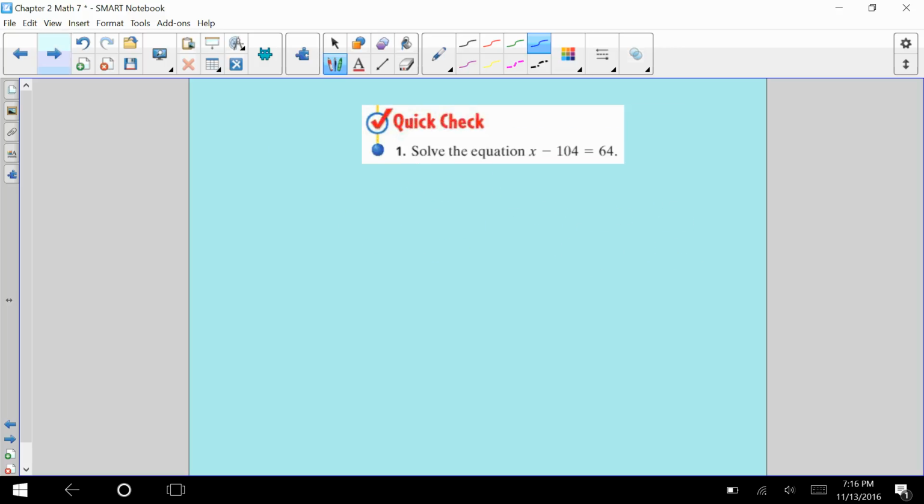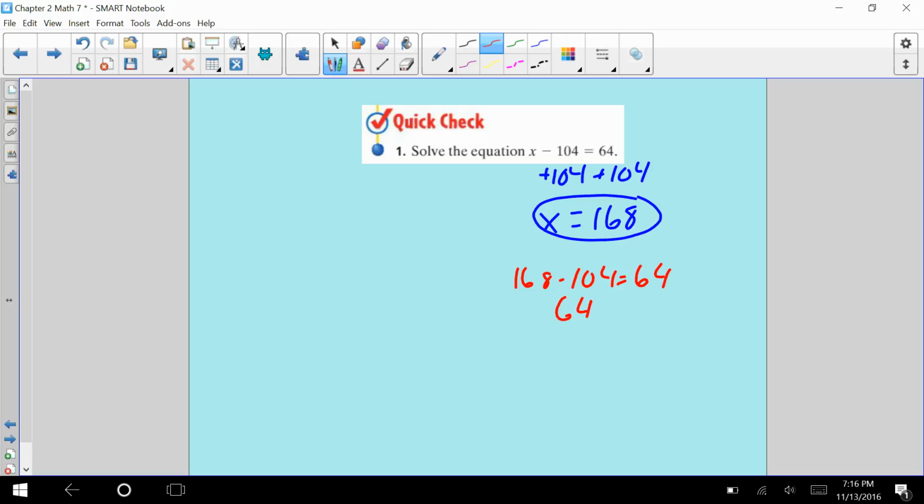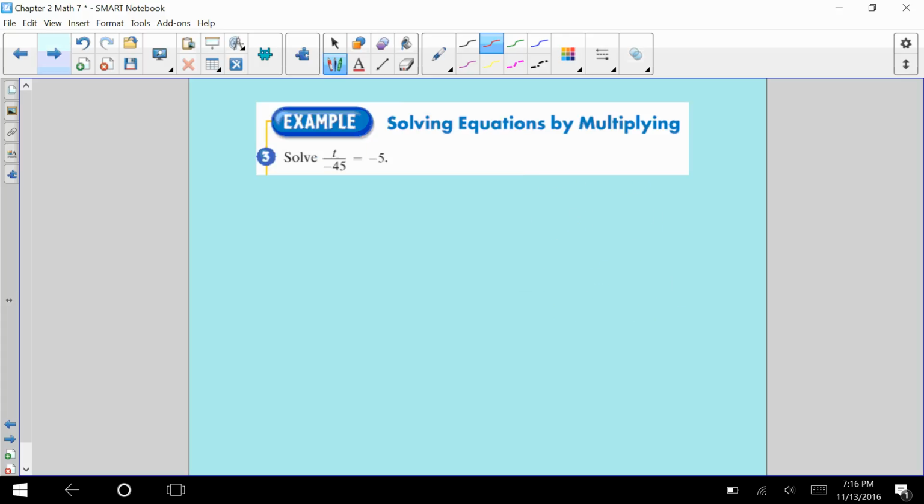Try this one quick. x minus 104 equals 64. Your first step should be to add 104 to both sides of your equal sign. You end up with x equals 168. To check your answer, you take 168 minus 104. Does that equal 64? Well, the left equals 64, the right equals 64. It works. My answer is x equals 168.